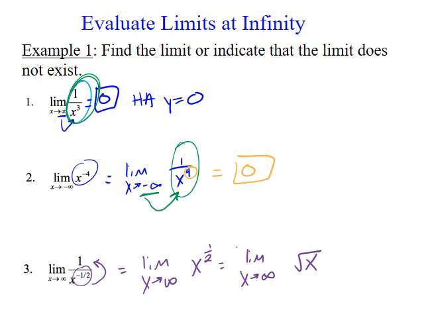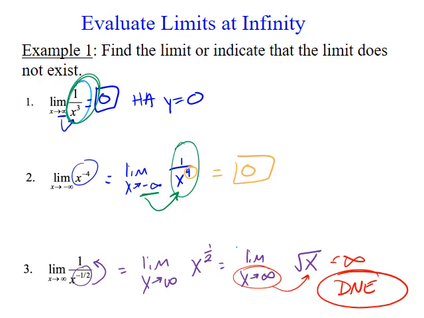Well, here, I want to plug in bigger and bigger numbers. Nothing crazy is happening. So, in this case, there is no horizontal asymptote. If I plug in bigger and bigger and bigger numbers, this is just going to increase without bound. If our function increases without bound, then the limit does not exist. So the answer is does not exist.